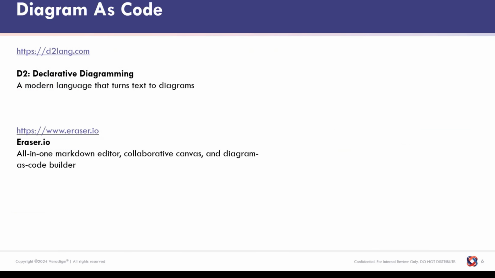So when I got into this and started deep diving into all of this, I ended up looking at two of them very closely, based on what I wanted to diagram for our team. D2, which I've left a link to, is declarative diagramming. And the other one that I looked at is Eraser.io, which is a little bit different than any of them out there.